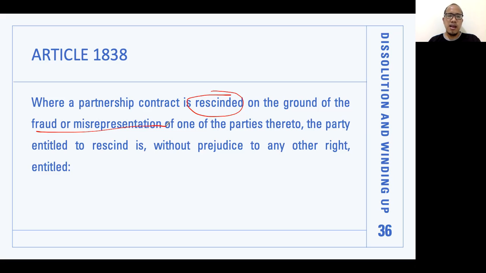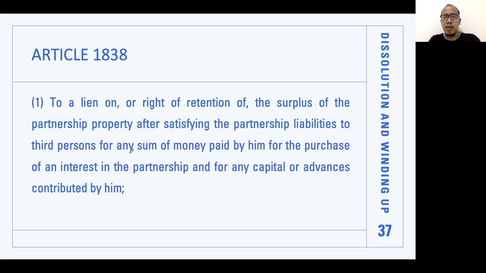So dito, sa Article 1838, ganun uli, we have to distinguish between the innocent partners and the guilty partners. So ang una nating padadaanan ay yung sabi, the party entitled to rescind. Pag sinabing party entitled to rescind, sila yung mga innocent partners. So ito daw yung mga karapatan ng innocent partners to a lien or right of retention of the surplus of the partnership property after satisfying the partnership liabilities to third persons for any sum of money paid by him for the purchase of an interest in the partnership and for any capital or advance contributed by him.